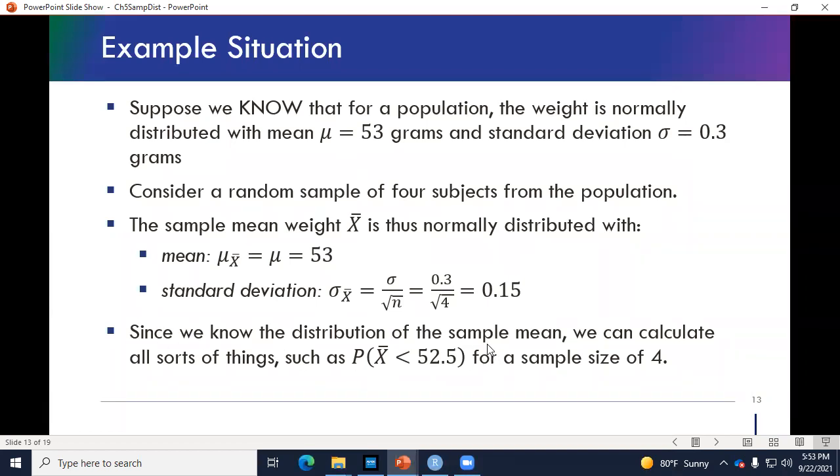So yeah, since we know the distribution of the sample mean, now it's normal with mean 53 and a standard deviation 0.15. Now we can calculate all different probability stuff, such as what is the probability of this x bar less than this quantity for a sample size of 4. So we know the distribution of x bar already, and we can just do what we did from last chapter.